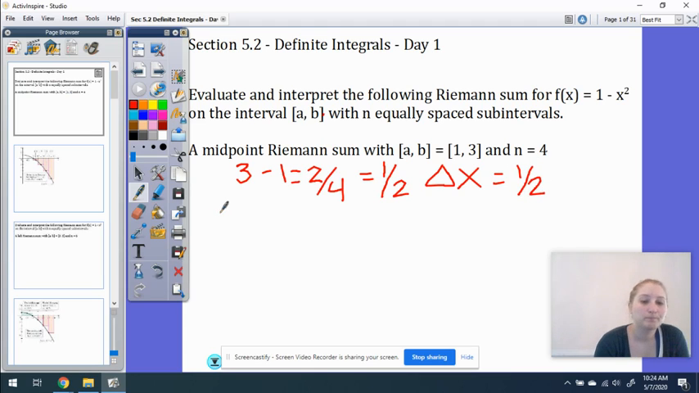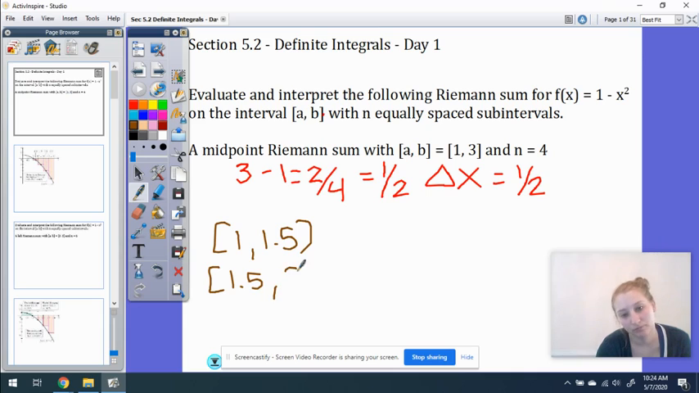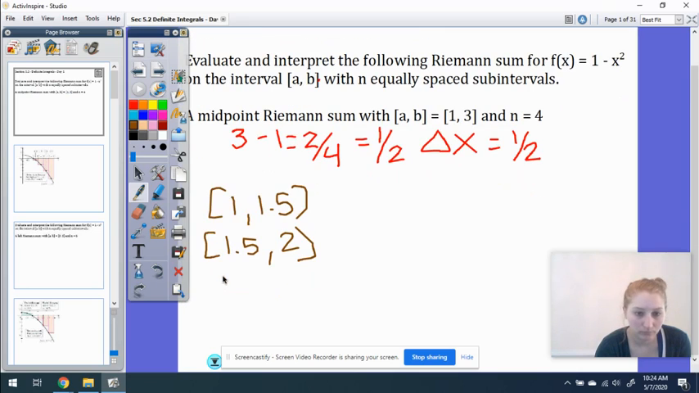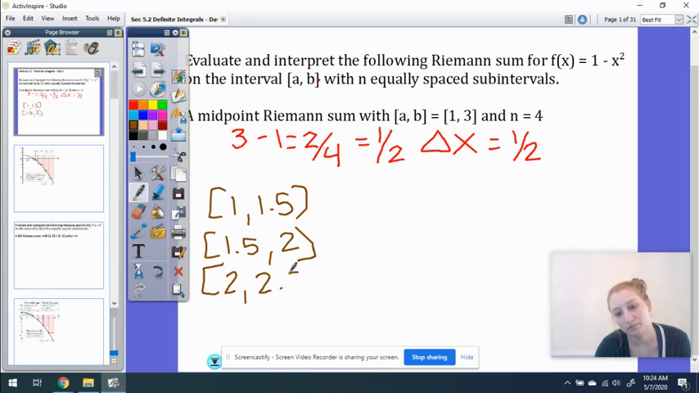From there, I can go ahead and set up my intervals. We're going to start with 1 to 1.5, then 1.5 to 2, then 2 to 2.5, and 2.5 to 3.